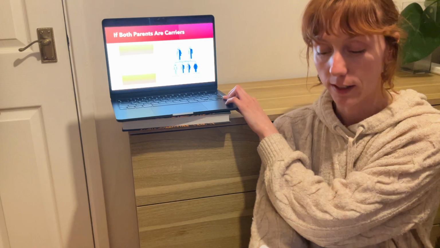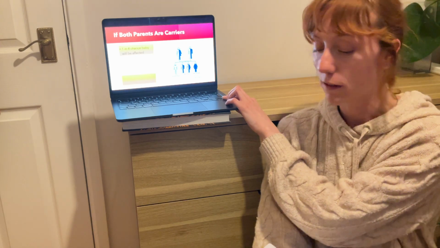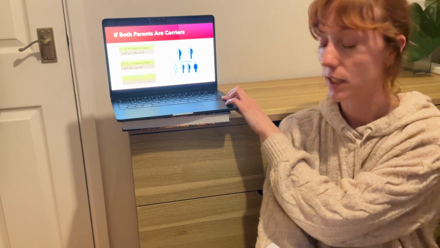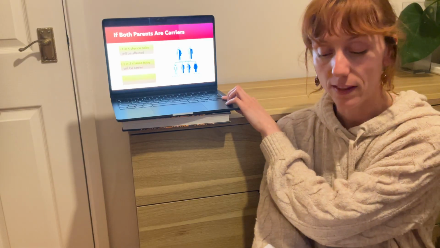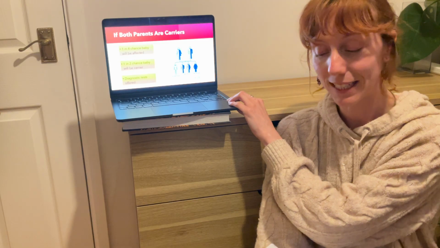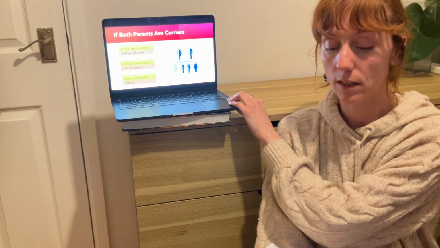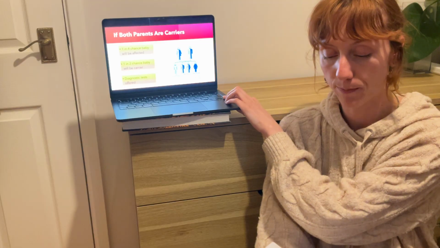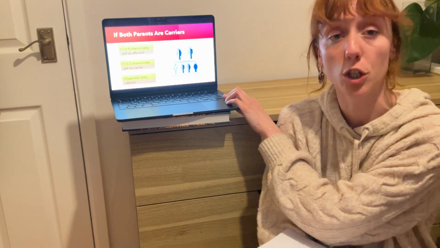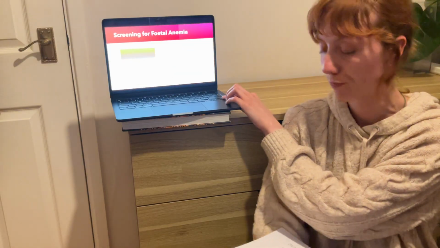If both parents are carriers of the sickle cell gene, there is a 1 in 4 chance the baby will have the condition and a 2 in 4 chance the baby will be a carrier. At this stage, diagnostic tests such as CVS or amniocentesis may be offered to determine whether the baby is affected. These tests are optional and require careful consideration due to a small risk of miscarriage.